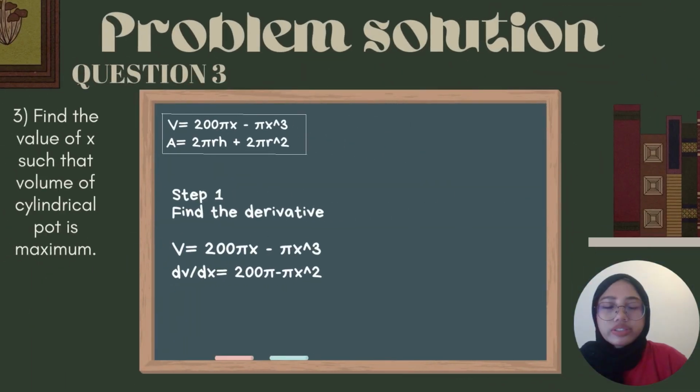Question 3 asks us to find the value of x such that the volume of the cylindrical pot is maximum. The first step is to find the derivative. We know that the volume is equal to 200 pi x minus pi x cubed. Hence, we differentiate, which gives dV over dx equals 200 pi minus 3 pi x squared.